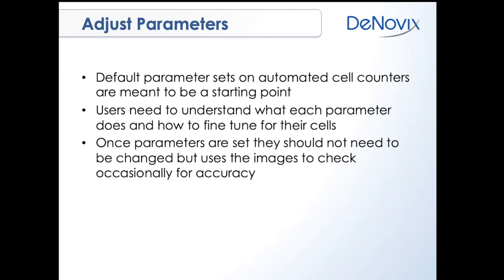They should be sort of set it once, get it right, and then it should be good after that. You might want to do a quick check of your images occasionally to make sure that something hasn't changed, that some tech in your lab hasn't gone and edited the parameters without you knowing it. But not something you need to worry about regularly. And at DeNovix, we're very happy to help people. You can send us raw images and we can give you suggested count parameters back for that particular cell line.